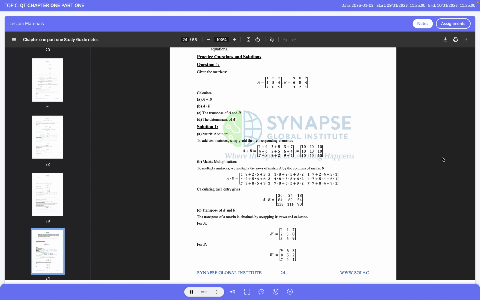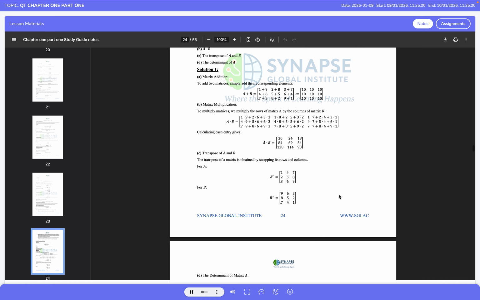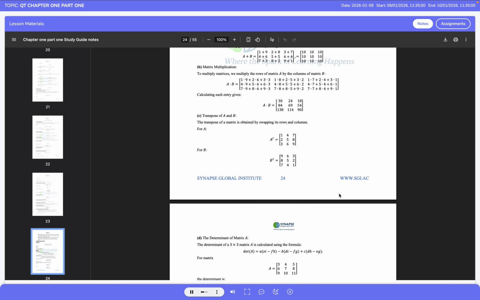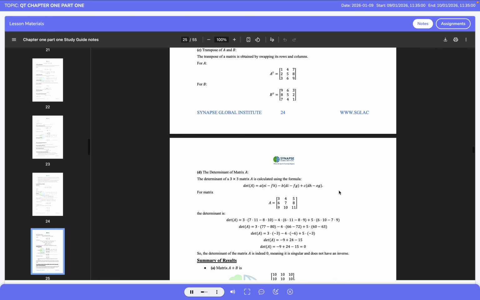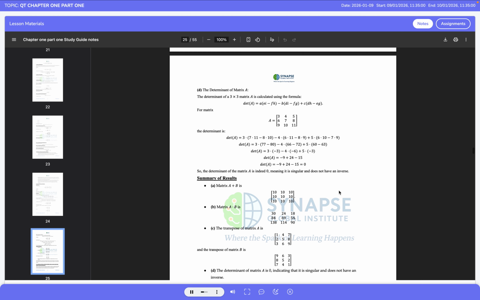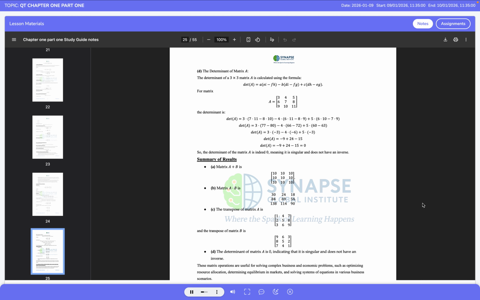In part C, the transpose of matrix A is obtained by swapping rows and columns, giving rows 147, 258, and 369, while the transpose of matrix B gives rows 963, 852, and 741. In part D, the determinant of matrix A is calculated using the 3x3 determinant formula, and the final result is 0. This confirms that matrix A is singular and does not have an inverse.